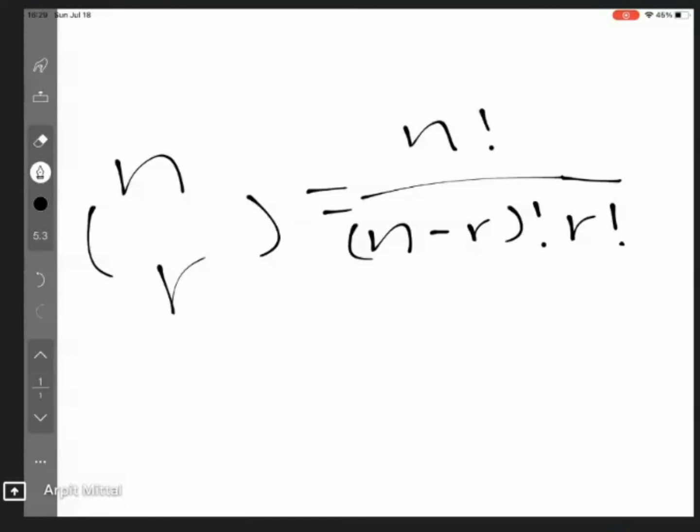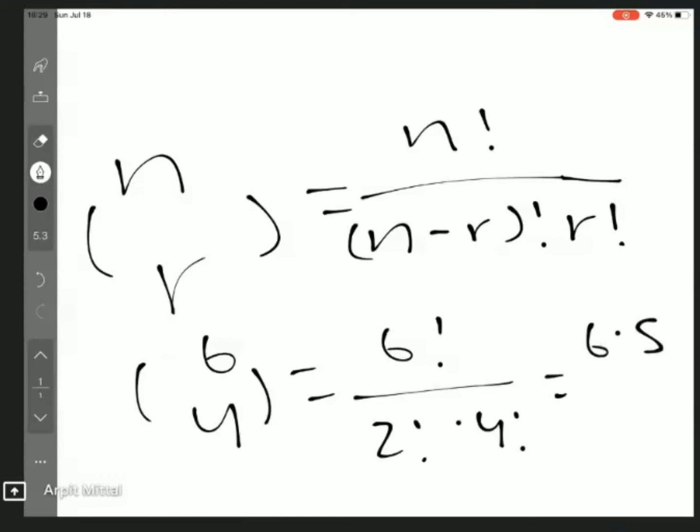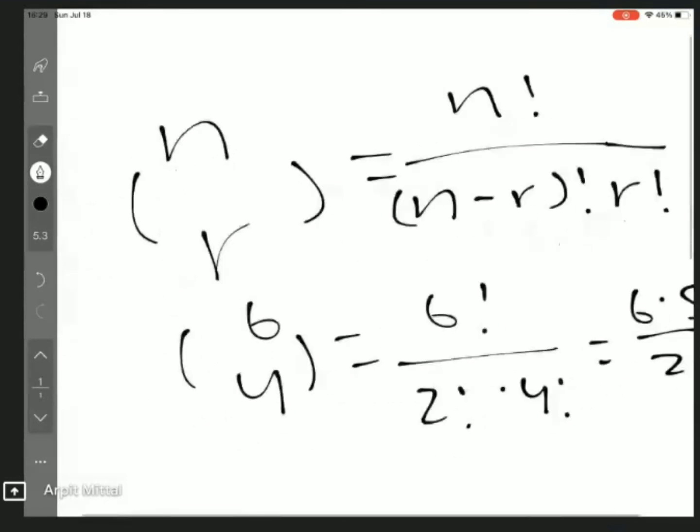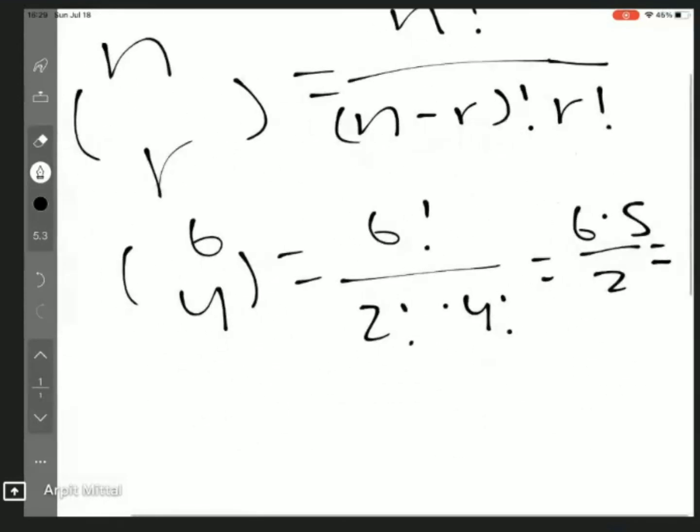First of all, the number of ways to choose a committee of 4 people from a group of 6 people, 6 choose 4, is equal to 6 factorial divided by 2 factorial times 4 factorial, which is equal to 6 times 5 divided by 2, which is equal to 15. Does everyone understand this example? Okay, I'll take that as a yes.